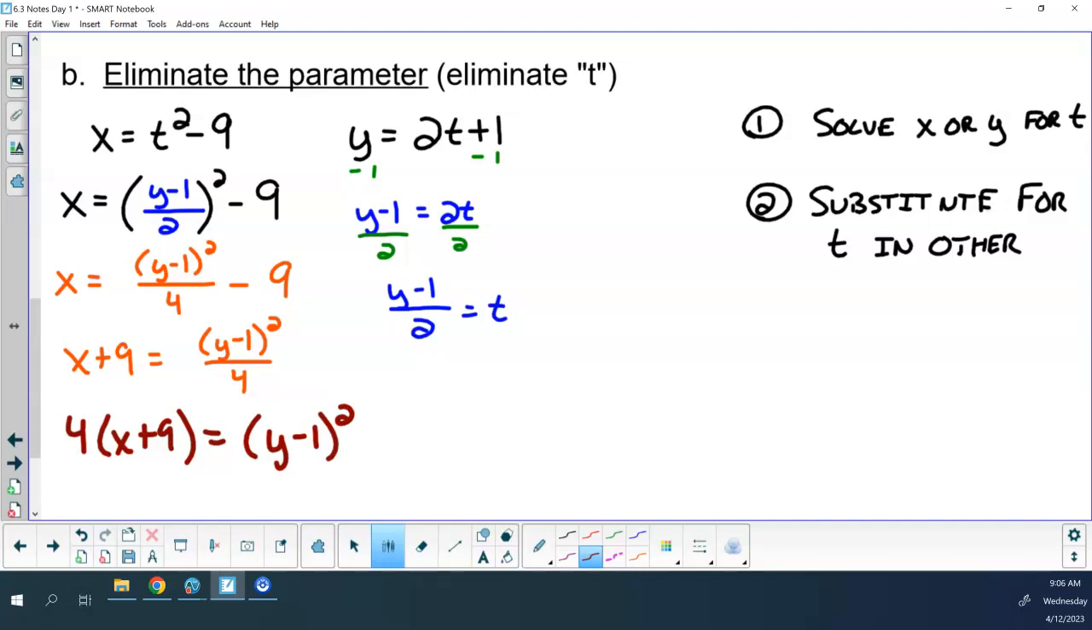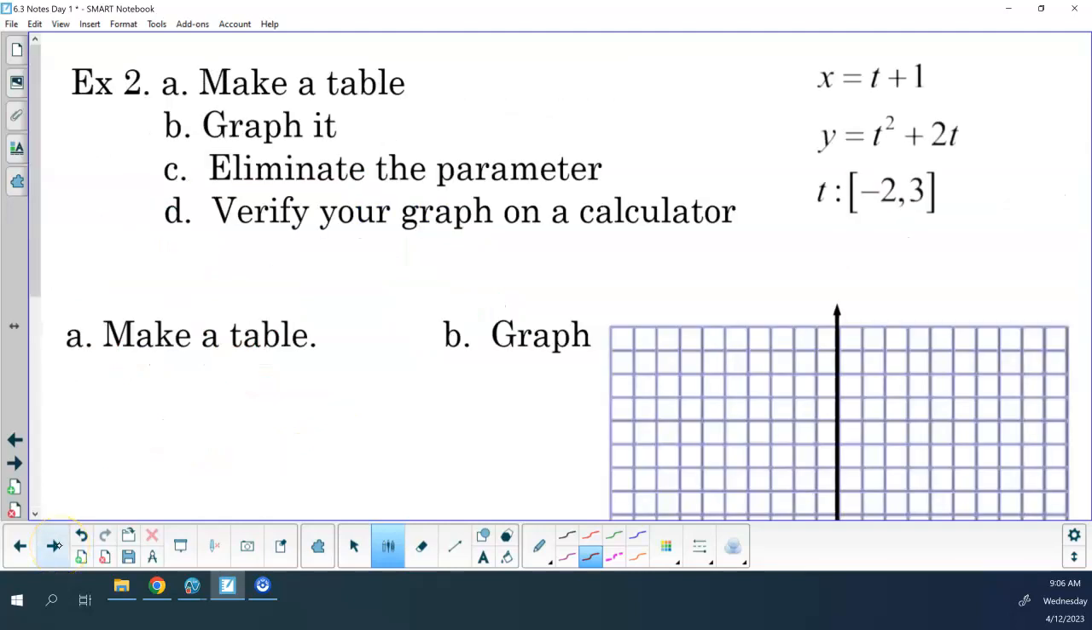Times. Okay? What I would like you to do now is I would like you to, 1, make the table that goes along with this one, with example number 2. Graph it, eliminate the parameter, and check it all on your calculator, please. Do so now.